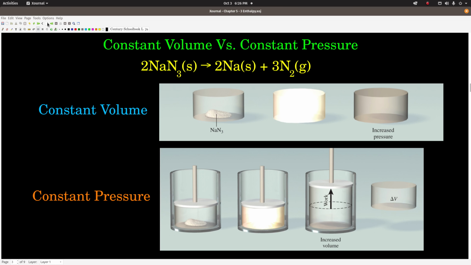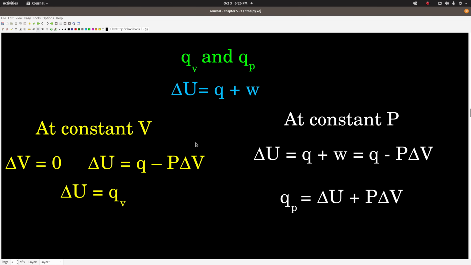So we are going to talk about QV and QP. QV stands for the thermal energy transferred, the same Q, at constant volume, V for volume, and QP, the thermal energy transferred at constant pressure. So remembering that delta U equals Q plus W, let's look at these two situations.